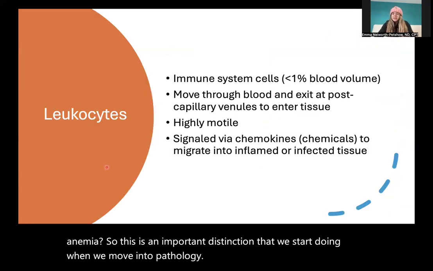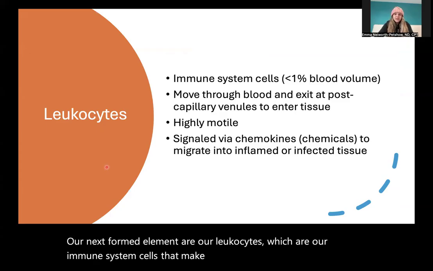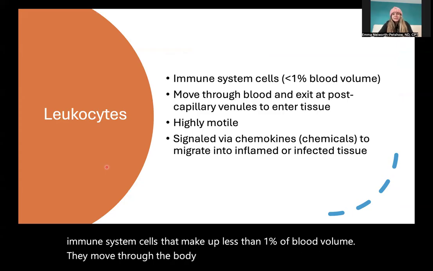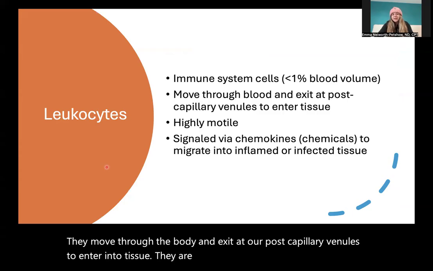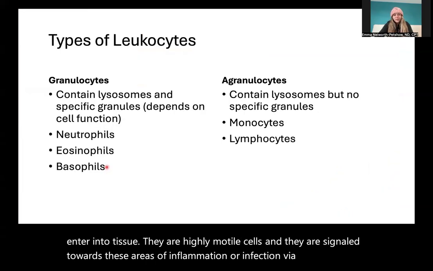Our next formed element are our leukocytes, which are our immune system cells that make up less than 1% of blood volume. They move through the body and exit at our post-capillary venules to enter into tissue. They are highly motile cells, and they are signaled towards these areas of inflammation or infection via chemokines, which are chemicals.